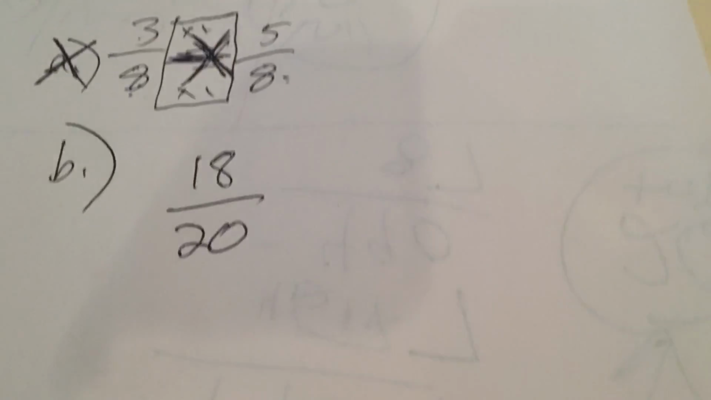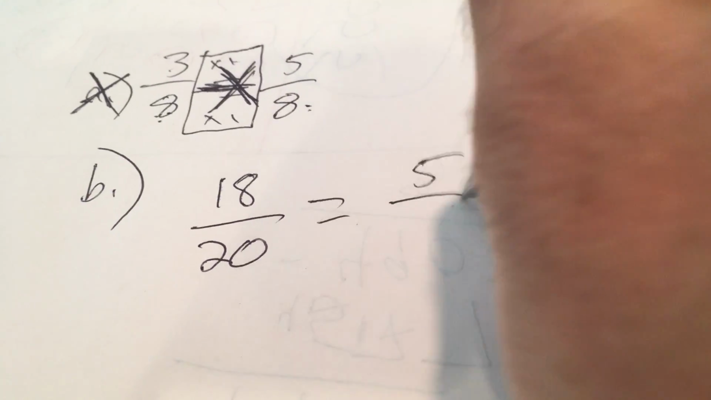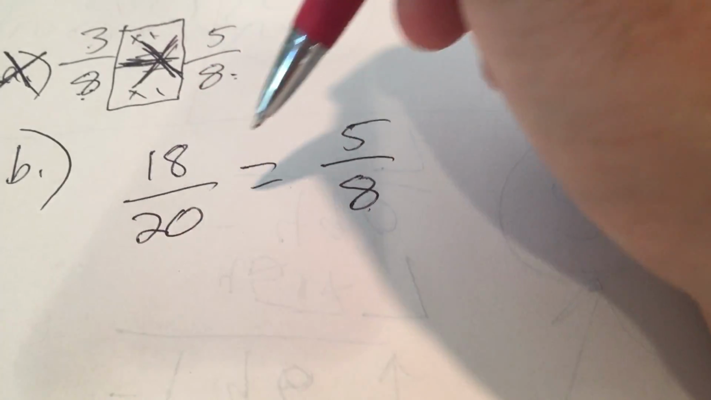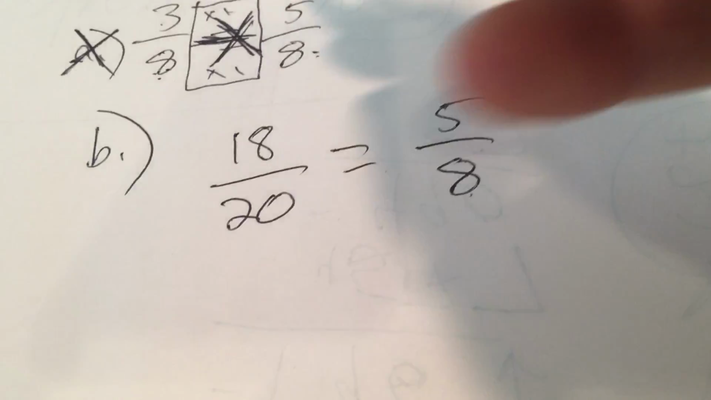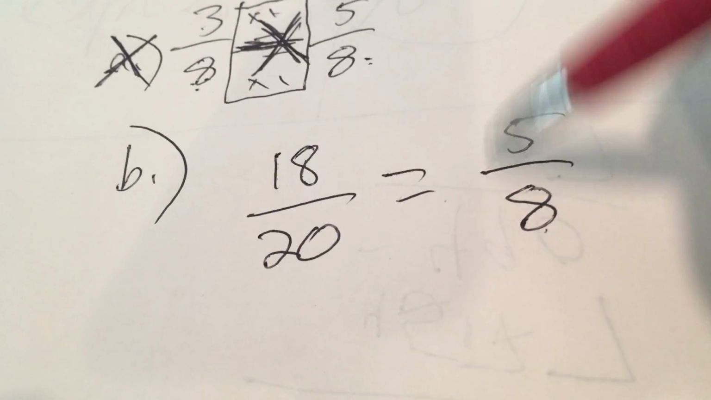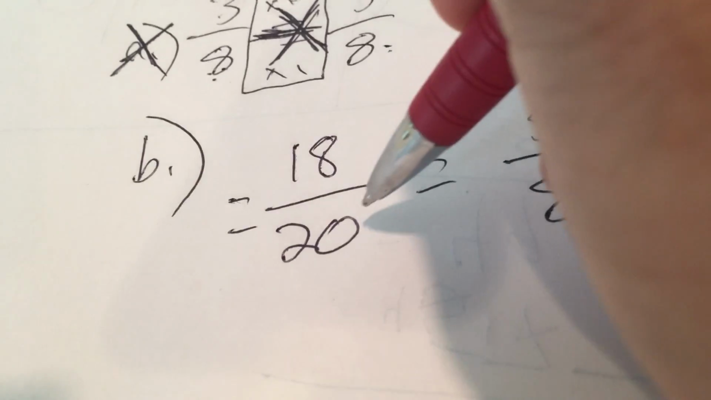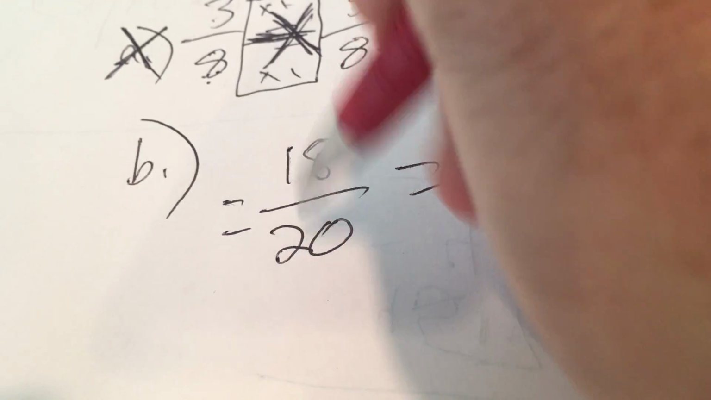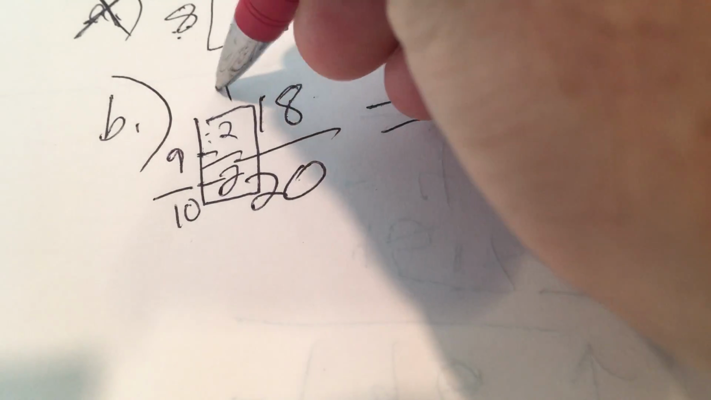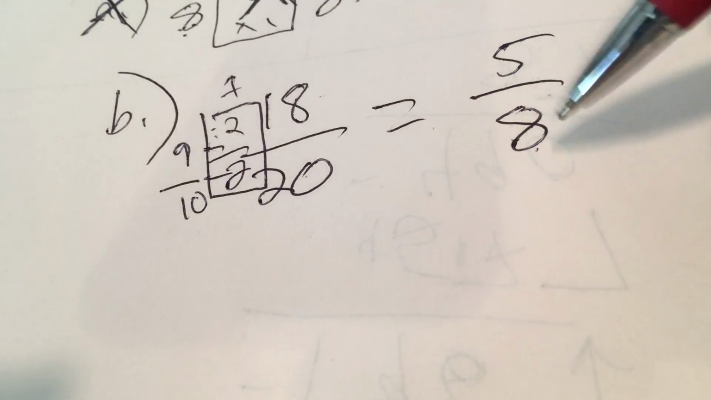B says 18 twentieths. 18 divided by 20 is 18 twentieths. Does that equal 5/8? Let's see. So 8 doesn't multiply to get to 20. 18 twentieths, that's about 1. Let's try to simplify this side. We can divide those both by 2. So 18 divided by 2 is 9, and 20 divided by 2 is 10, and all we did was divide by 2 halves, which is the same thing as dividing by 1, right? We've done a lot of this. So let's see, we have 9/10, or we have 5/8.